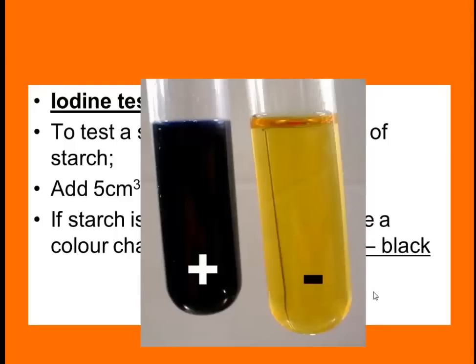This is the iodine test for starch. It's even simpler than the Benedict solution. You get your test solution, you squirt some iodine in. Iodine is this kind of yellow color here. And if there is starch present, we have this color change from this orangey yellow of iodine to a blue-black color. In fact, you can just say black.